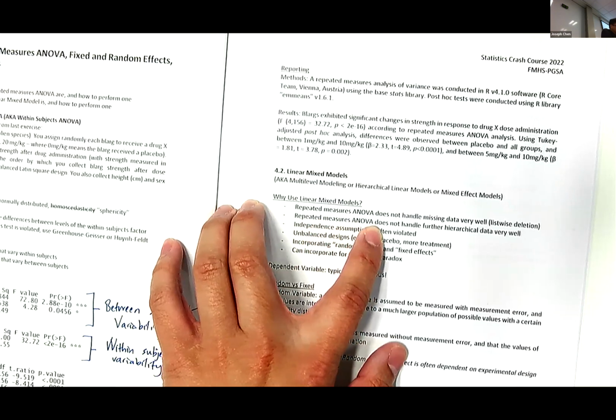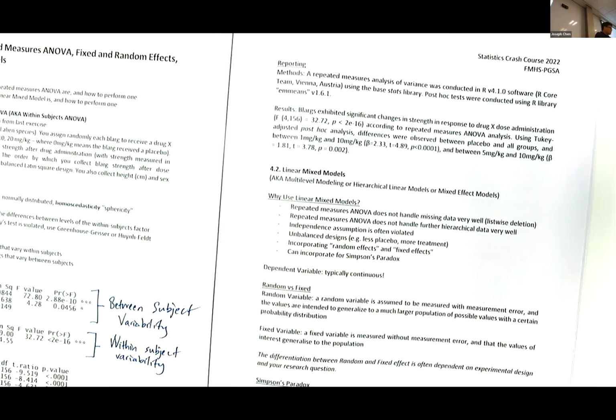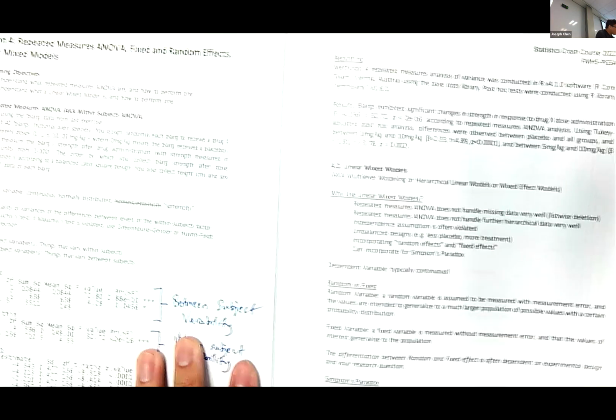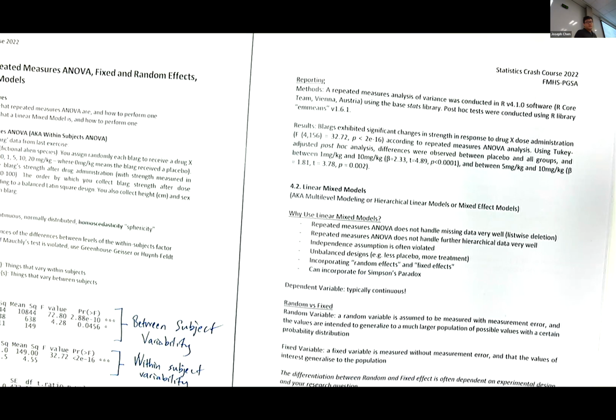Repeated measures ANOVA also does not handle further hierarchical data very well. So for example, I think we have 40 blargs. What if the blargs were in families? Some of them had families of 5, some of them had families of 8, or some of them had families of 6. What about if different families had similar strengths and different strengths? And then what about if they're from different tribes?